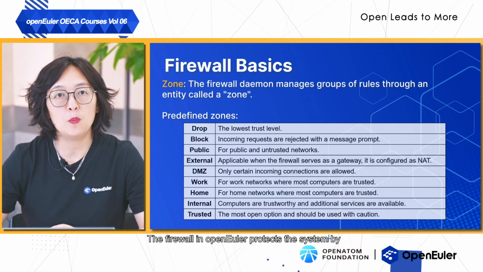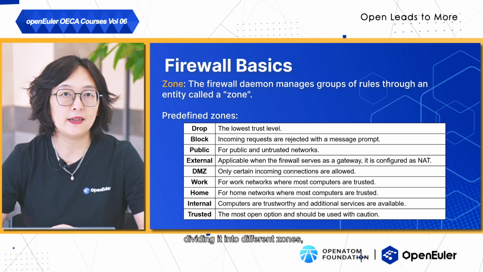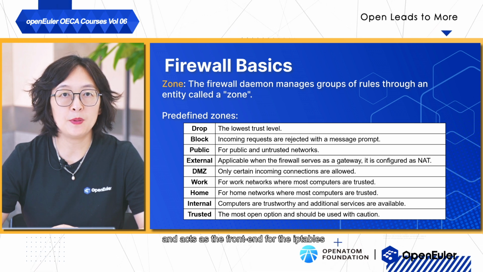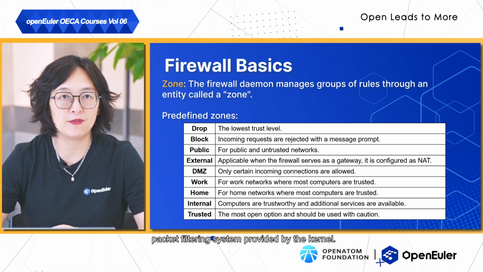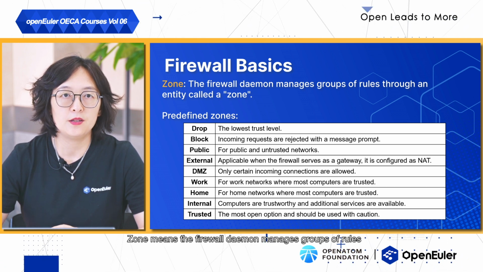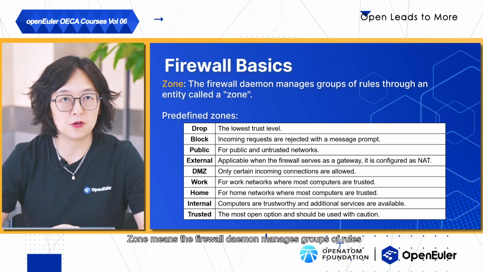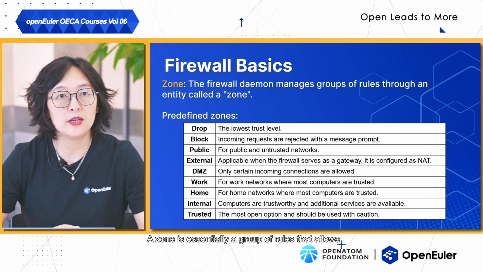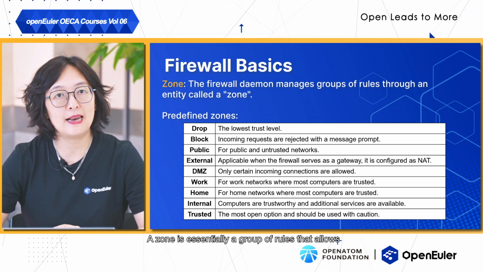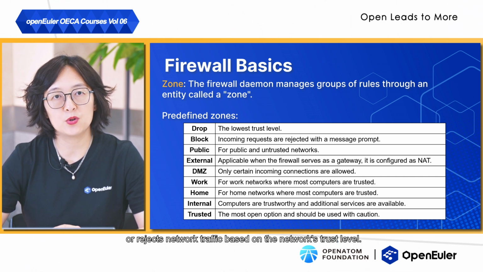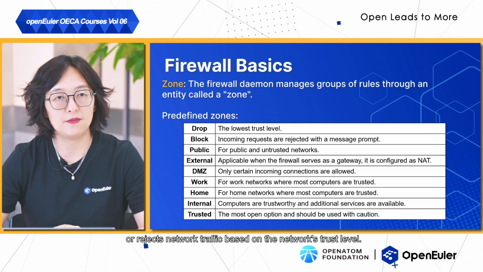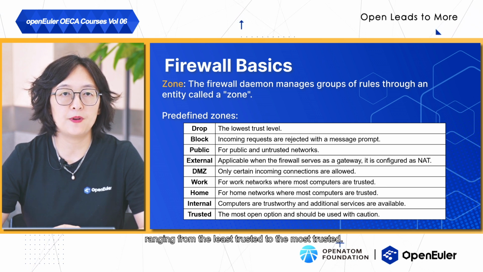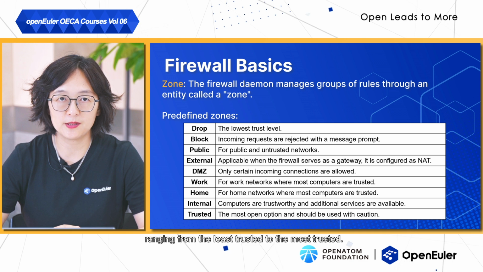The firewall in openEuler protects the system by dividing it into different zones and acts as the front end of the iptables packet filtering system provided by the kernel. Zone means the firewall daemon manages groups of rules through an entity called a zone. A zone is essentially a group of rules that allows or rejects network traffic based on the network's trust level. Zones are predefined in the firewall, ranging from the least trusted to the most trusted.